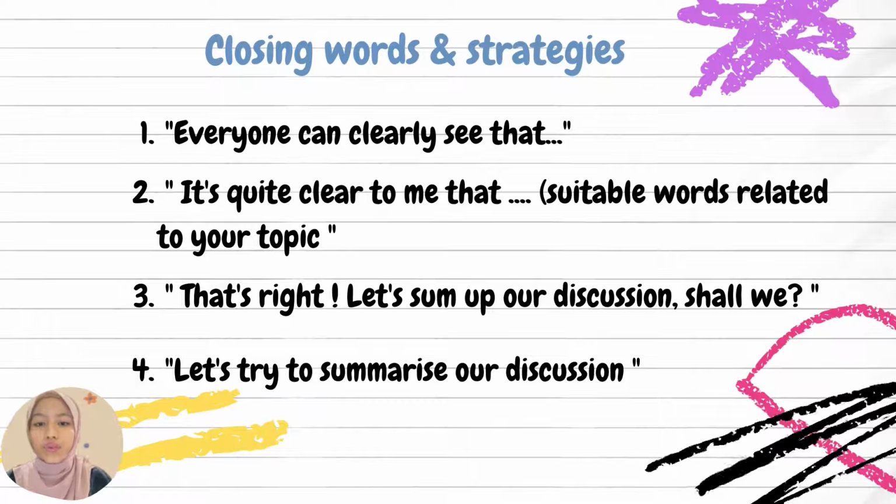There are a few words that we can say if we want to make a closing when we have finished our group discussion. Here are a few examples. The first one is, everyone can clearly say that. Second, it's quite clear to me that. Third, that's right, let's sum up our discussion, shall we? Or the last one, let's try to summarize our discussion. So here are a few examples if we want to make a closing.